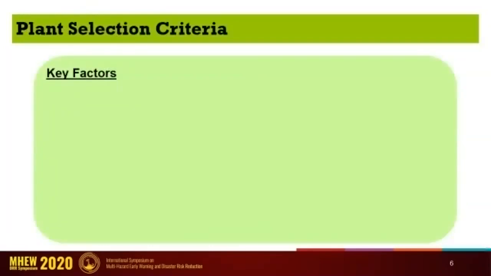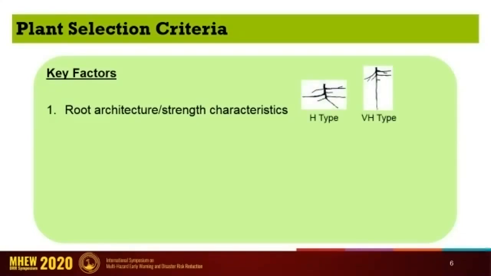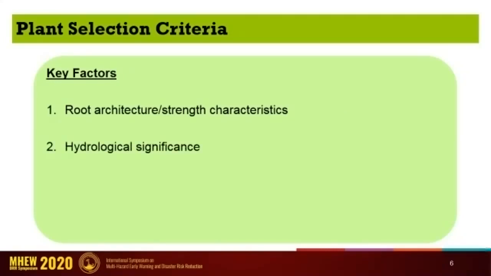The plant selection criteria consists of four key factors. Number one, root architecture and strength characteristics. The type of root system influences improving the slope stability. Research studies suggested that plant species having H and VH root types are suitable for soil reinforcement and slope protection. Plant species having higher root tensile strengths are better candidates for slope protection. The second factor is hydrological significance.